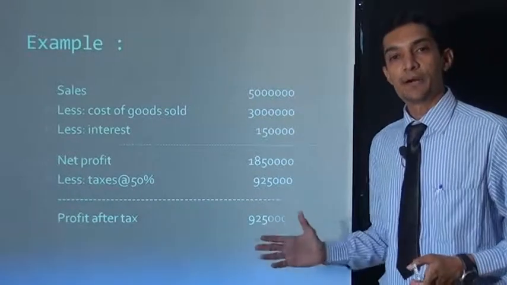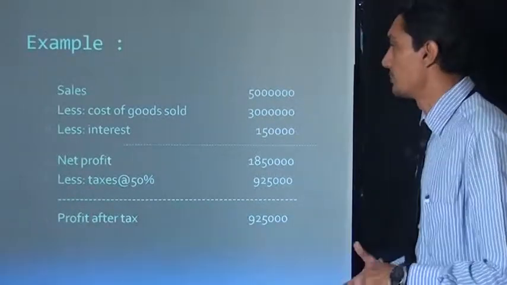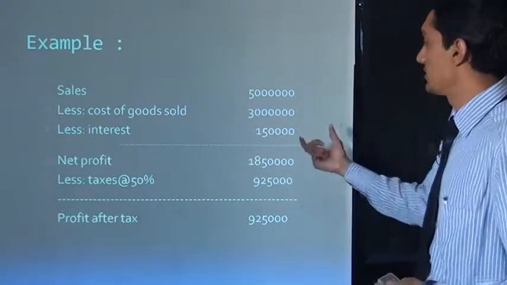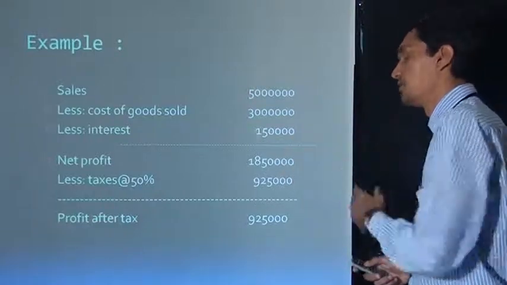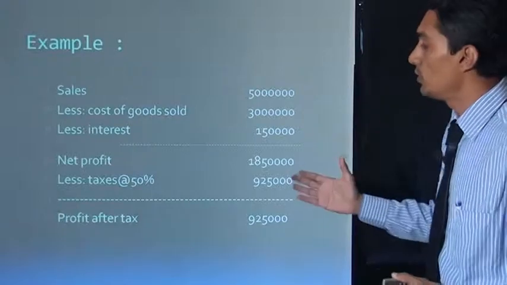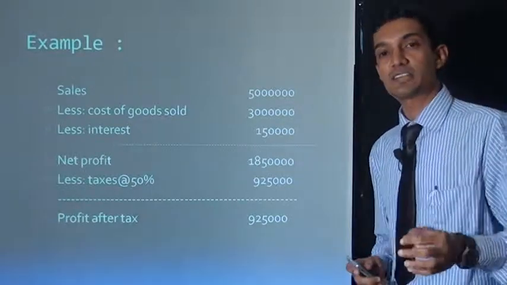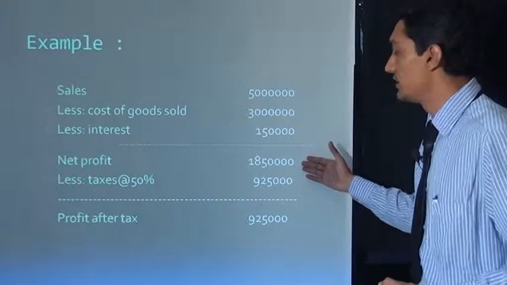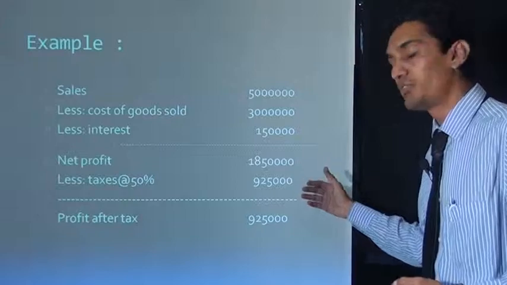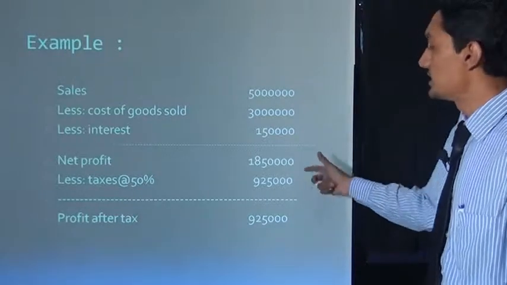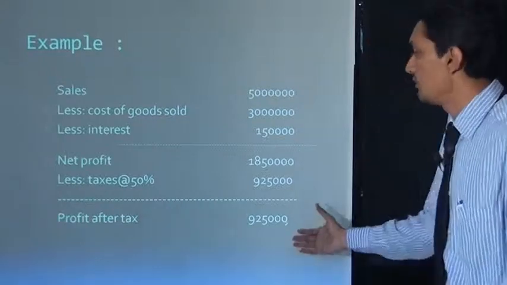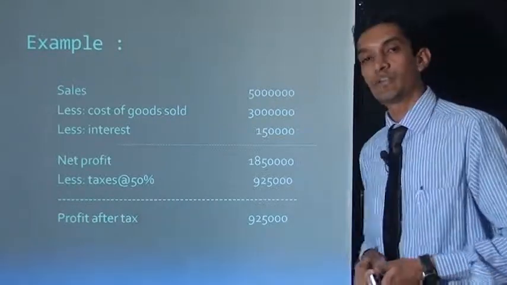Now these are the examples, and we will calculate them. Sales 15 lakh, less cost of goods sold 30 lakhs, less interest 1,50,000. So net profit is 18,50,000. Now less taxes, 50% tax. So we deduct 50% tax from 18,50,000, which is dividing by 2, or we can calculate it as 9,25,000. So profit after tax is 9,25,000.